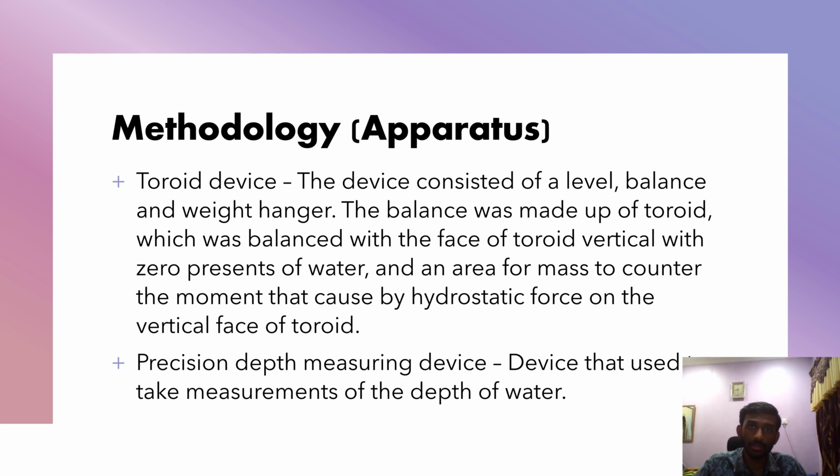Methodology, apparatus. Toroid device. The device consisted of a level, balance and weight hanger. The balance was made up of a toroid, which was balanced with a face of the toroid vertical with zero presence of water, and an area of mass to counter the moment caused by the hydrostatic force on the vertical face of the toroid. Precision depth measuring device. A device that is used to take measurements of the depth of water.